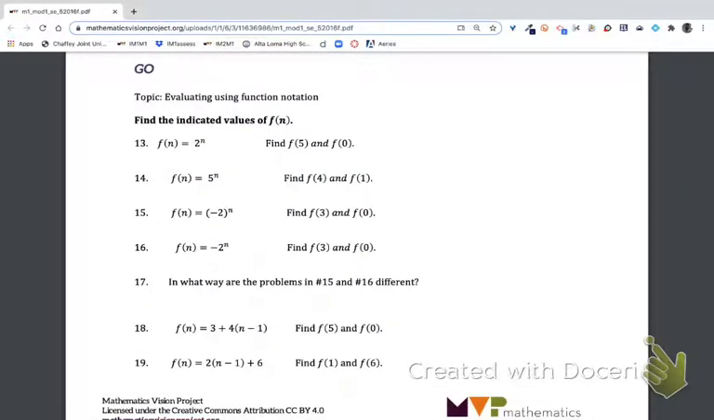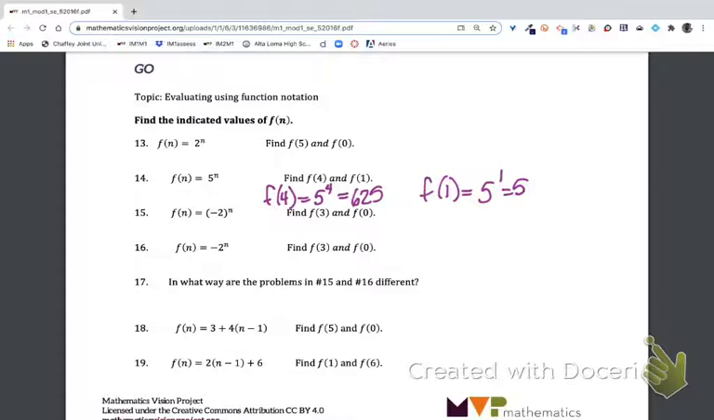The go portion of this is getting you to practice plugging in and substituting in values. So if you look here on number 14, we're trying to find two different answers. We know we want to find the fourth term and the first term. So f of 4 is going to equal 5 to the 4th power. And if you were to multiply that all the way out, you should end up getting 625. You also need to find the first term. Well, 5 to the 1st power is 5.